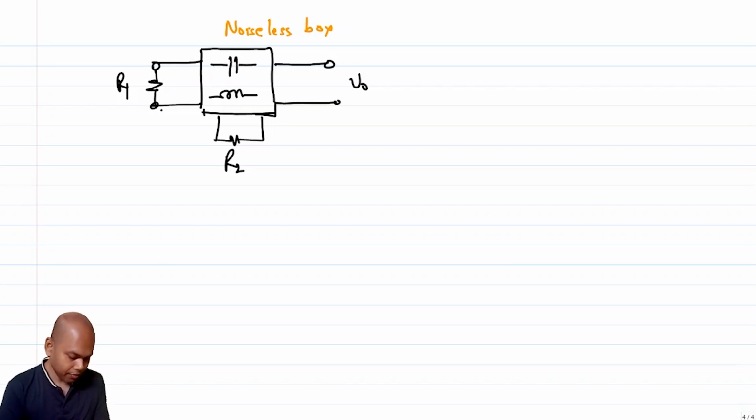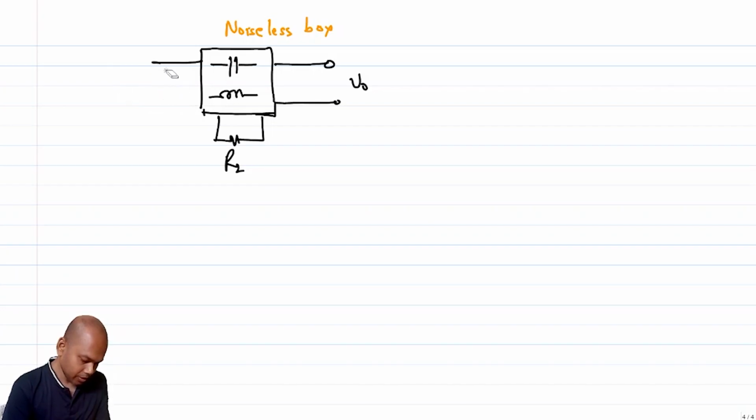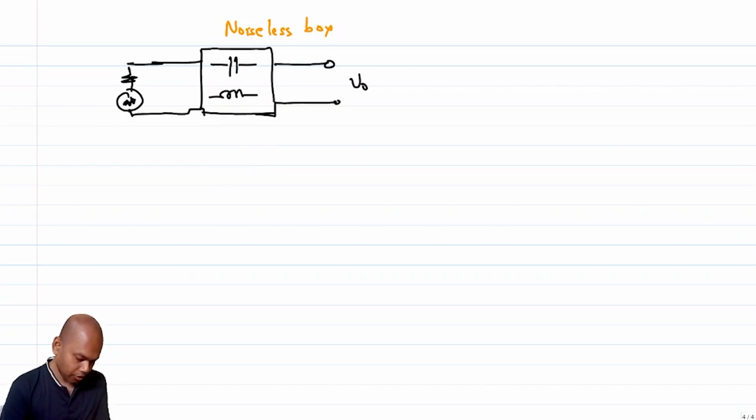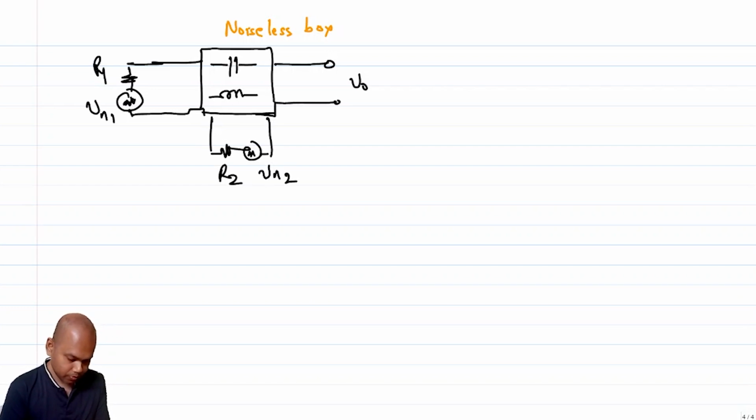So what is the usual thing that we are going to do? We are going to replace these noisy resistances with their noise source equivalent. This is R1, this is R2. I call these Vn1 and Vn2. I want to find out what is the total noise at the output.